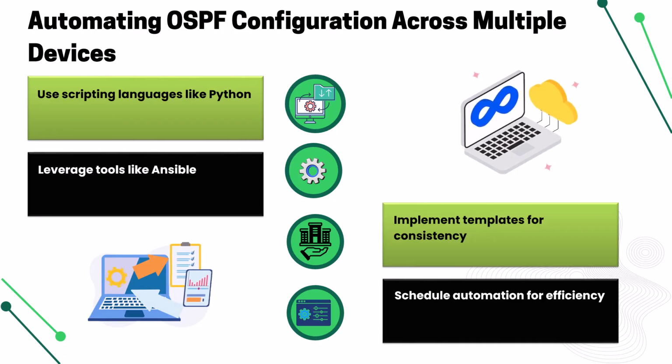Managing OSPF across multiple devices manually? That's a recipe for headaches. Automation is here to save the day. Python scripting and Ansible make life easier. Standardized templates ensure consistency across devices, reducing errors. And scheduling automation means you can sit back while scripts do the heavy lifting. The dream scenario: you get your network configured while sipping coffee.